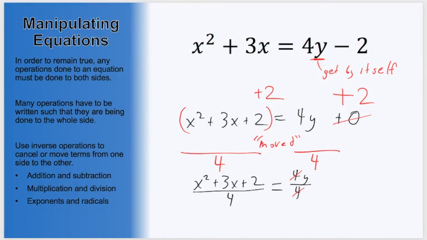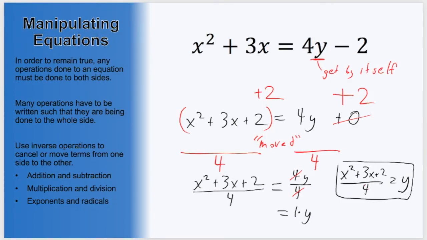4 divided by 4 will just leave a 1 times that y. So for our final result, we just get that left side is equal to y. We have gotten the y by itself equal to all of this on the left side.